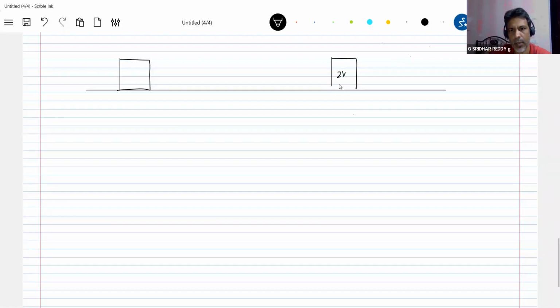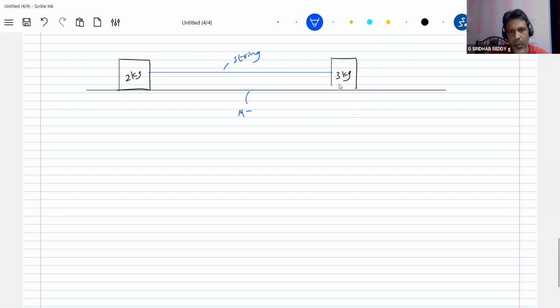So let this be a 2 kg block. Let this be 3 kg. I'll connect them by a string. This is a rough surface. Let mu equal 0.2. I'm going to apply forces, so let me put variable forces here, F1, and F2.